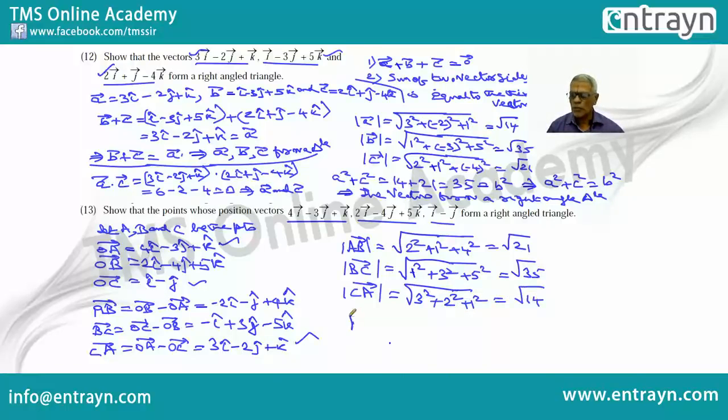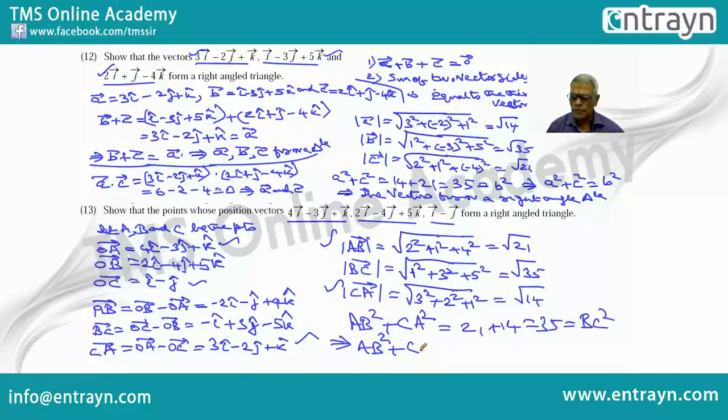Now AB square plus CA square. AB square is what, sir? Root 21 the whole square, 21. CA square is root 14 the whole square, 14, which is nothing but 35. 35 is nothing but what, sir? BC square. So we have proved that AB square plus CA square is equal to BC square.